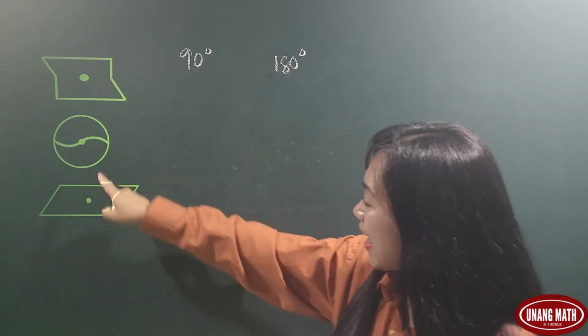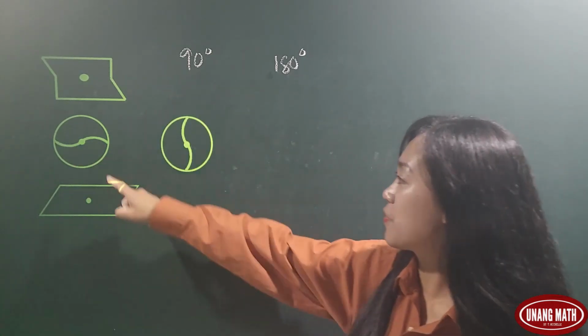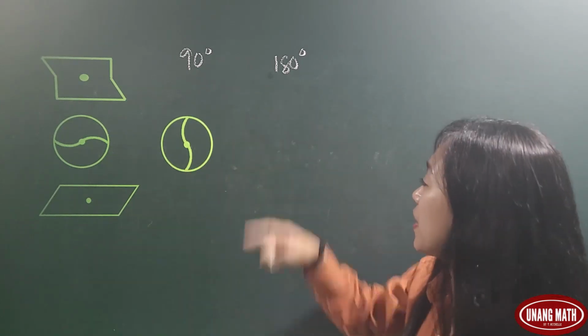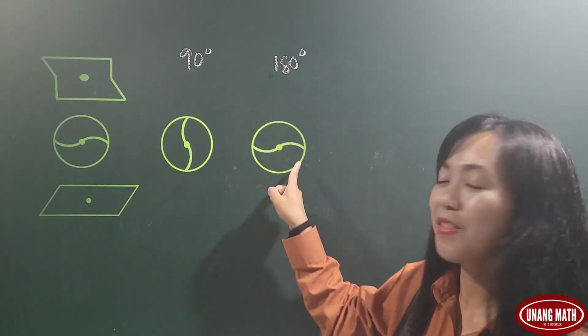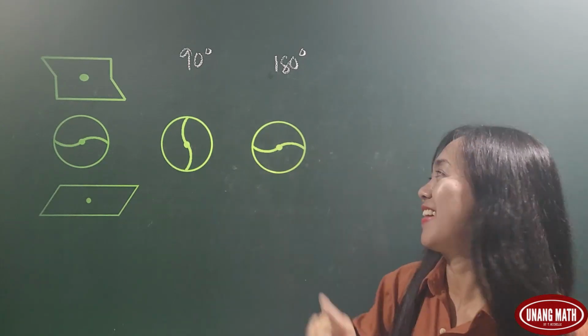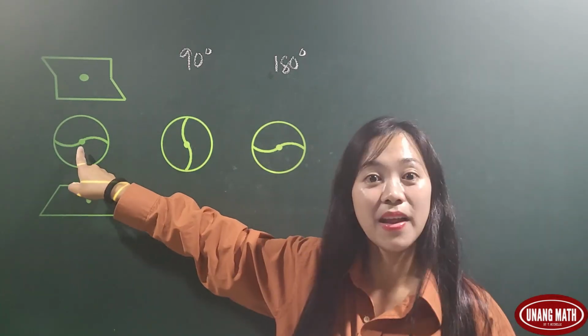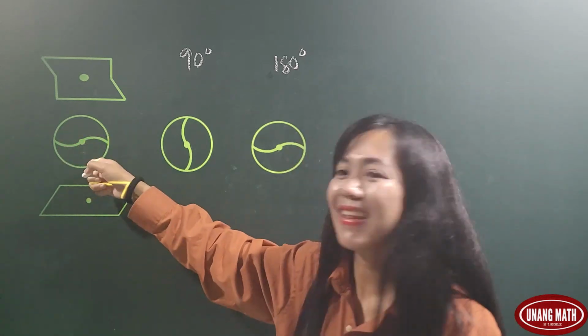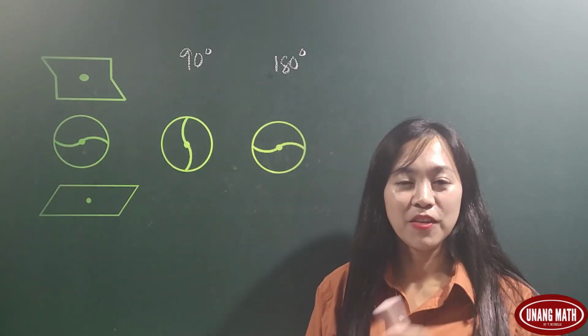Okay, next, ang ating figure na ito. Okay, if it's rotated 90 degrees, ito ay magiging ganito. Okay, how about 180 degrees? Ito ay magiging ganito. So, this one ay pareho lang sa shape na ito. So, ibig sabihin, ang ating shape ay may point of symmetry.